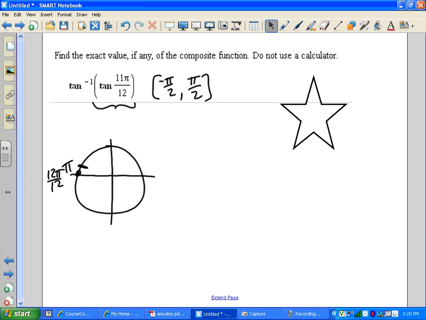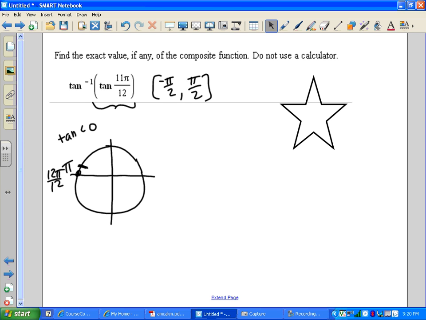Now, notice that inverse tangent can't be in the second quadrant, so I've got to modify this. I have to move to a quadrant that I can work with. I couldn't move to the first quadrant, and the reason is that tangent in the second quadrant is negative.